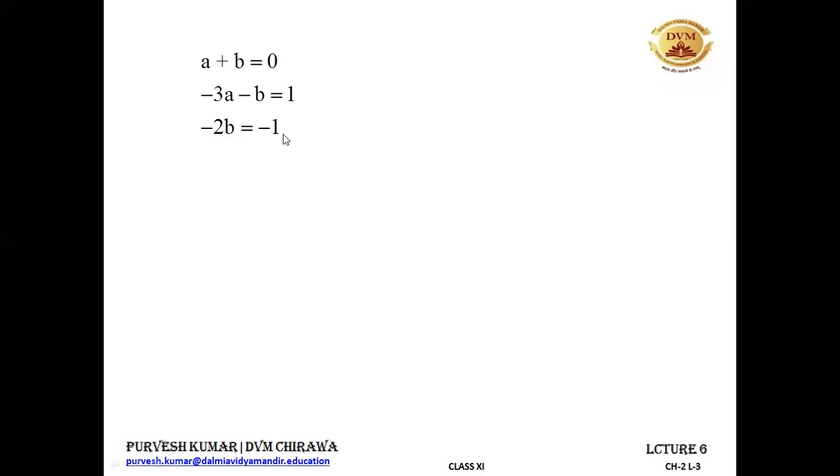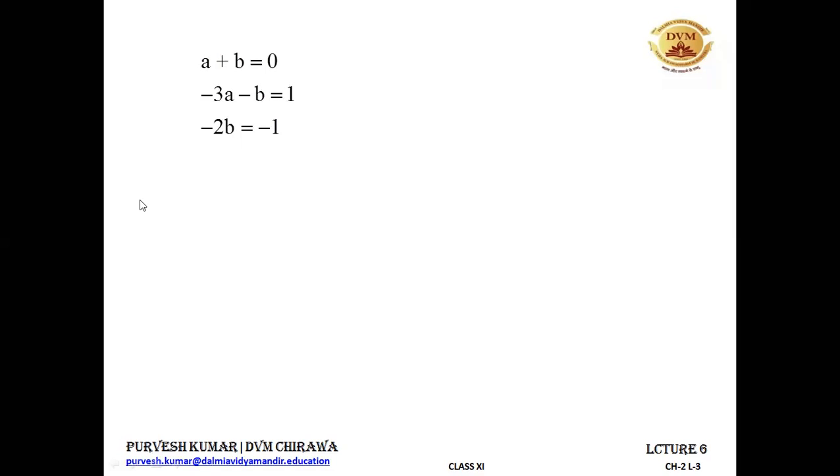Both the minus signs get cancelled out and you are left with B equal to half. So B is half, and from equation number 1, A plus B equal to 0, then A is equal to minus B. So the value of A will be minus B. B you have obtained as half, so A becomes minus half.